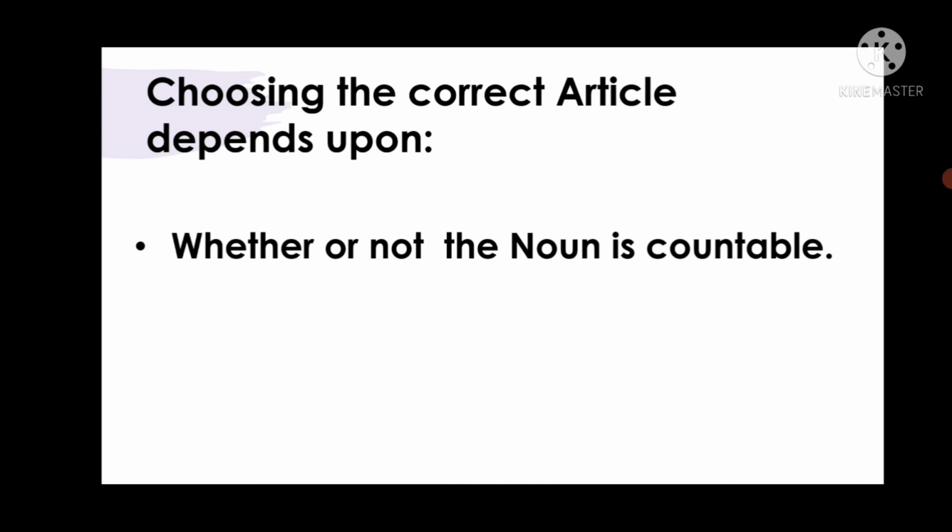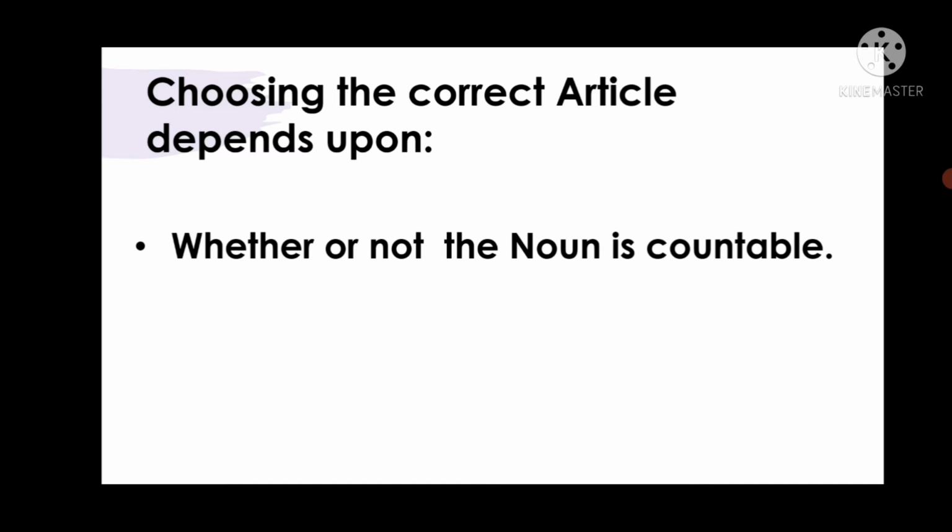So there are a few more points to be considered for choosing the correct article. Let us quickly get into those points. Whether or not the noun is countable. In the previous slide, we were trying to know when to use articles, and before using the article, we were trying to understand the nature of the noun. So when you are considering that noun, it has to be checked whether the noun is countable, whether it is a singular noun or a plural noun, and also whether the noun is definite or indefinite.